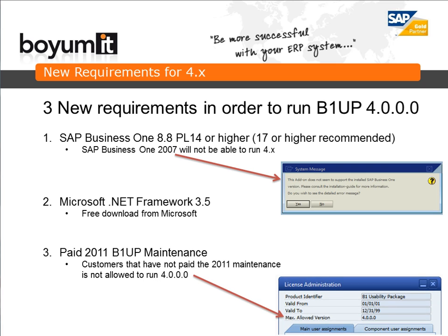The last significant requirement we have is that you need to have paid the 2011 B1UP maintenance. So if you don't have this, you are not allowed to run 4.0. So please make sure that your accountants have checked that you have already paid this maintenance fee before you can run 4.0, else you are only allowed to run 3.x.